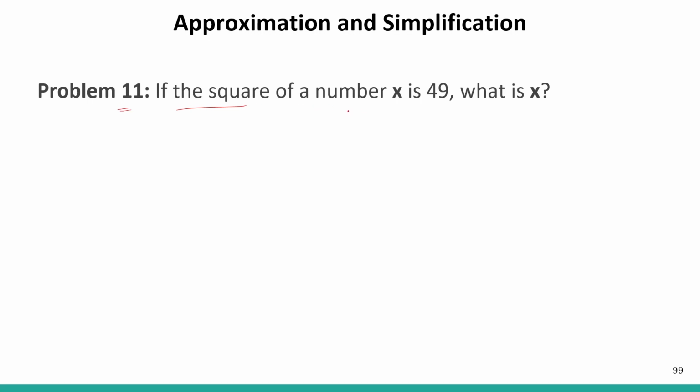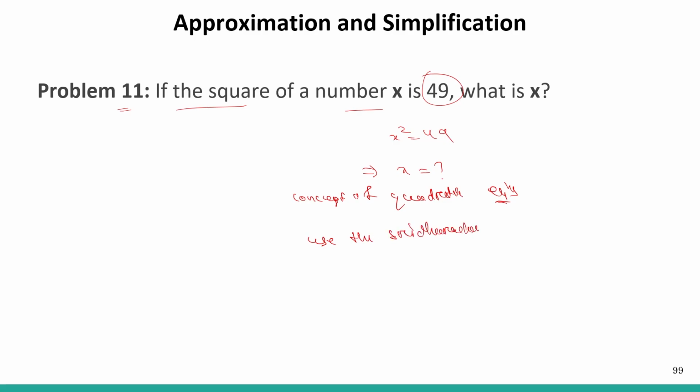If the square of a number x is 49, if x square is equal to 49, so this implies that what is x? So x is equal to what? We can use the concept of quadratic equations, right? So how can we use it? We can use the Sridharacharya formula. So what is it?